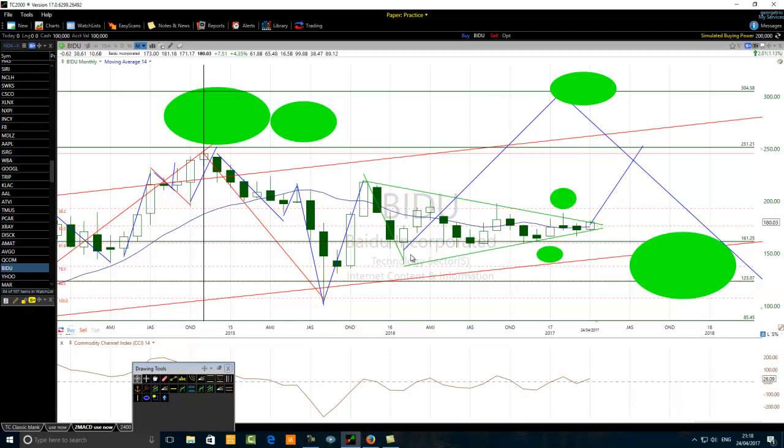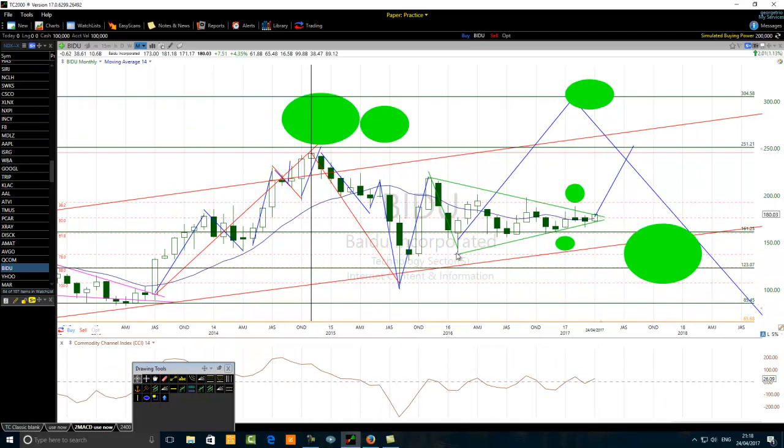So we're at that point in time. We were expecting it to continue to go up in an orderly manner without wasting our time. But here they are wasting our time in a triangle. The triangle is alerting us that anything is possible.